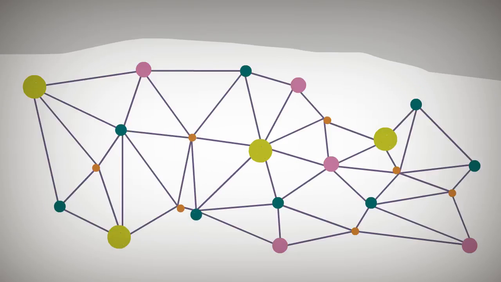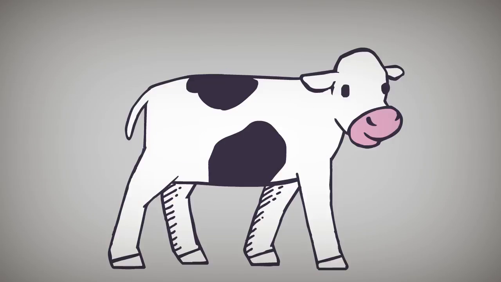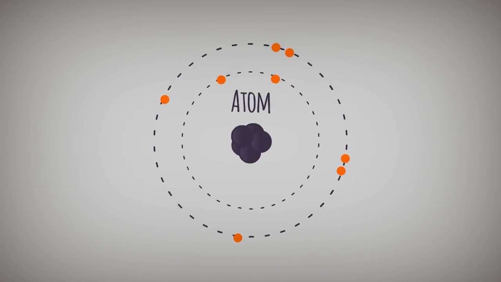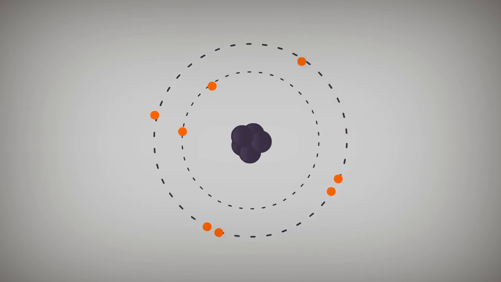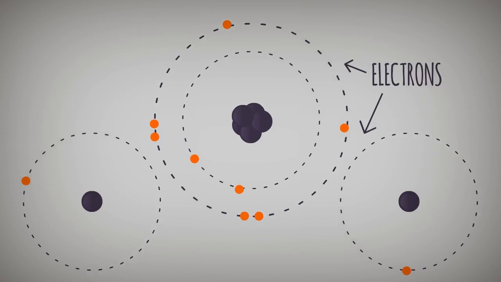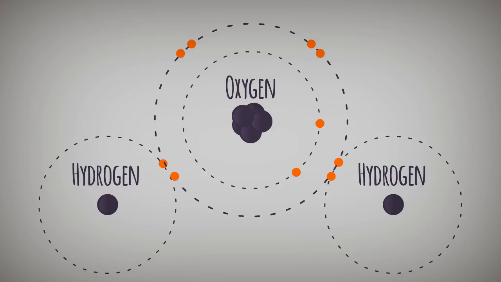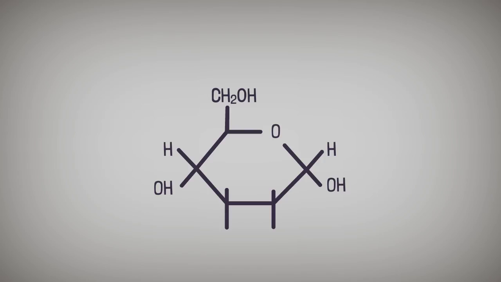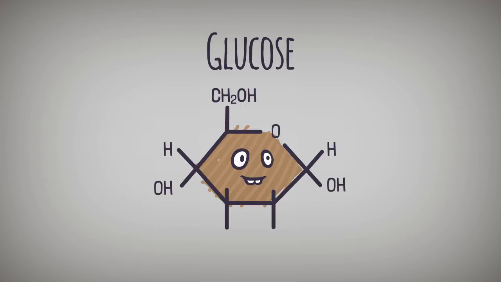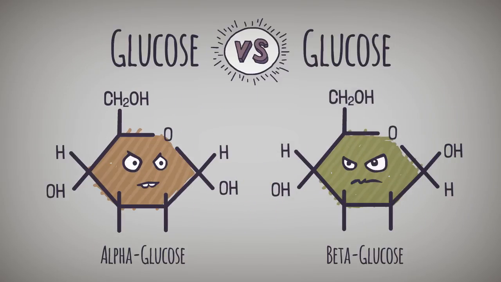You see, elements are the building blocks for everything, and the smallest bit of an element is an atom. Atoms come together in bonds to make molecules. They take electrons, they share electrons. They basically connect in different ways, and how they connect matters greatly. For example, let's compare glucose to, say, glucose. Even though they contain the same elements, carbon, hydrogen, and oxygen, alpha glucose and beta glucose bond differently.